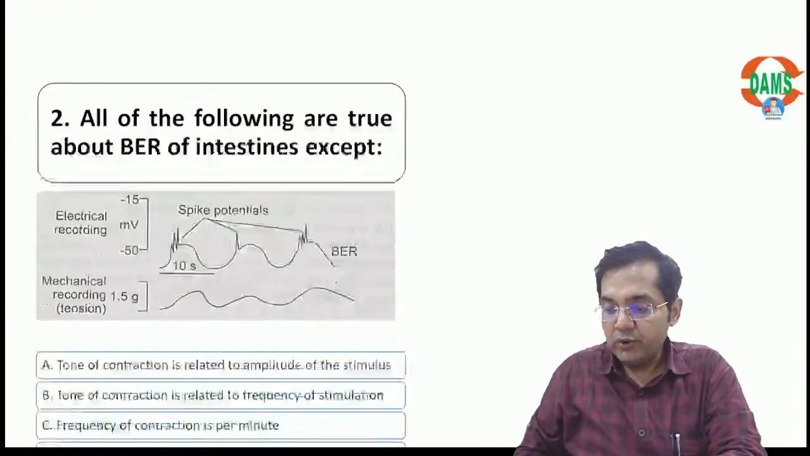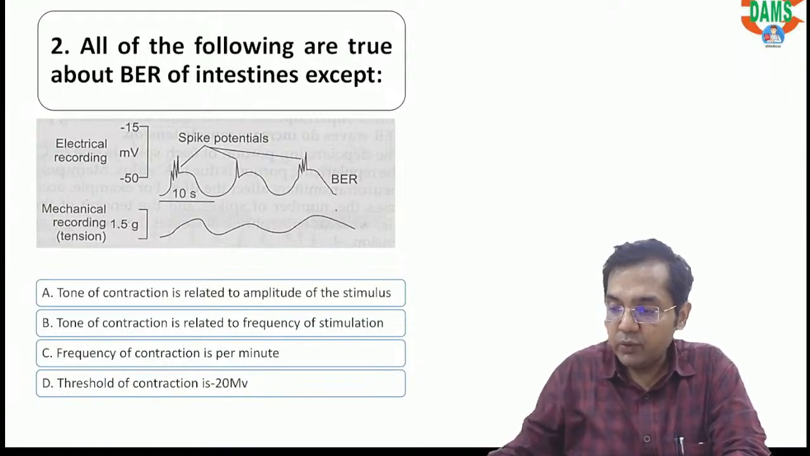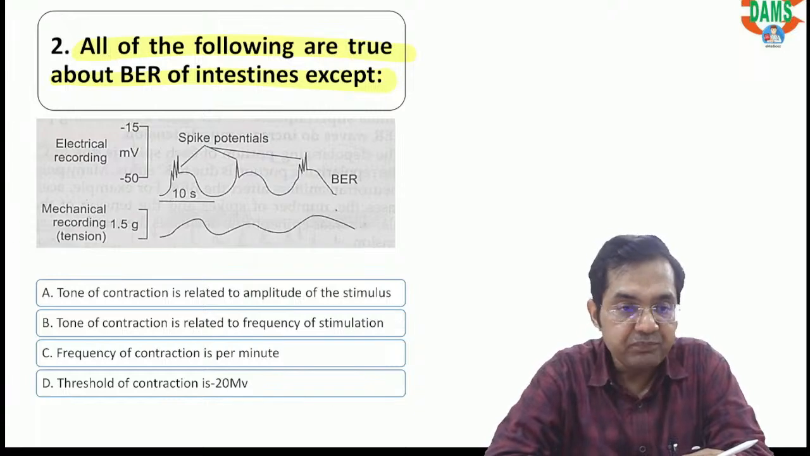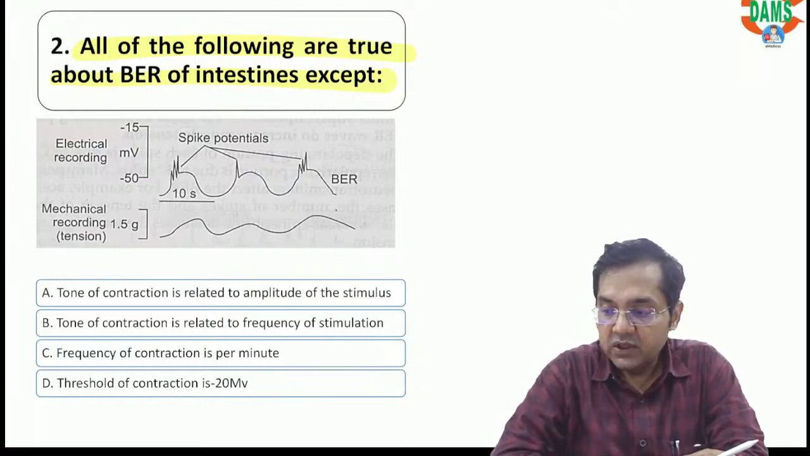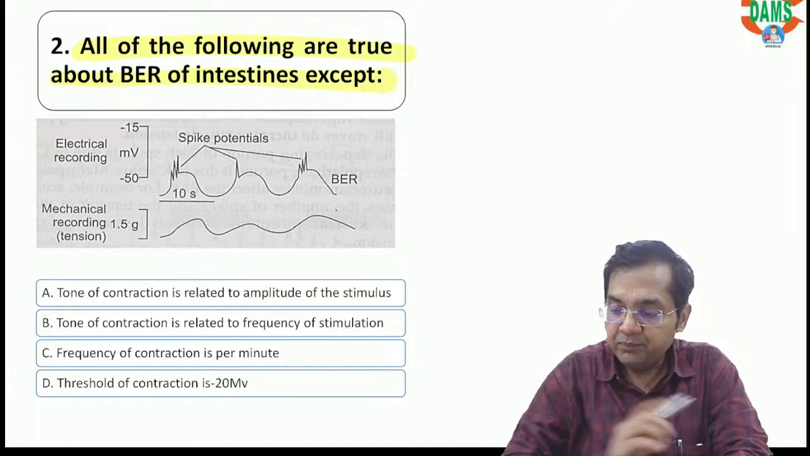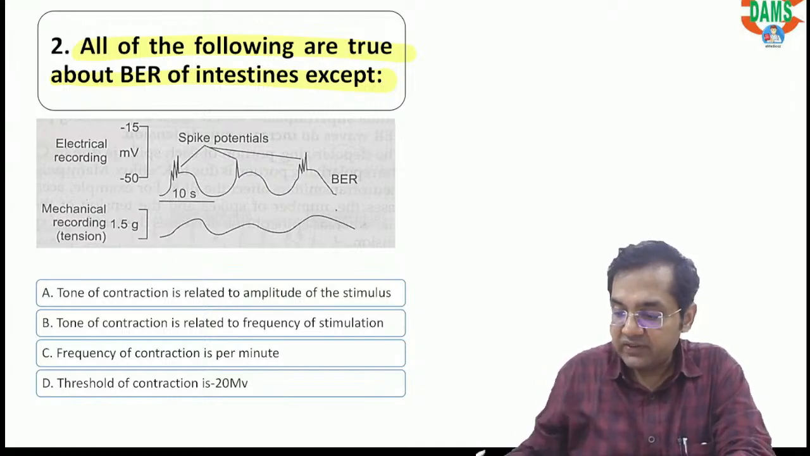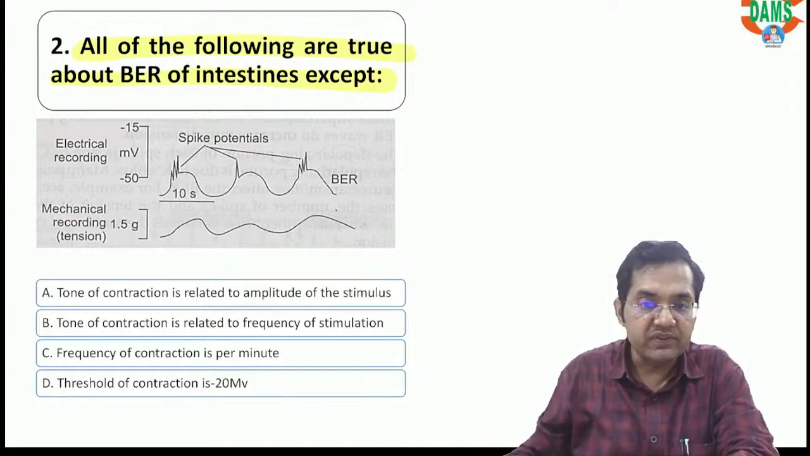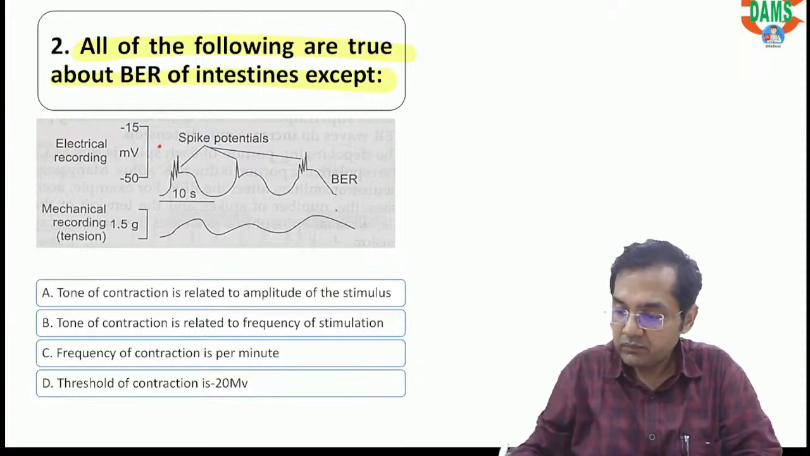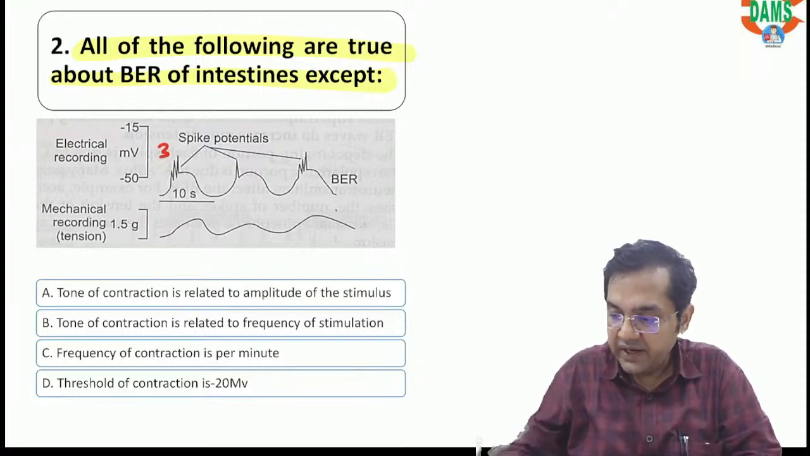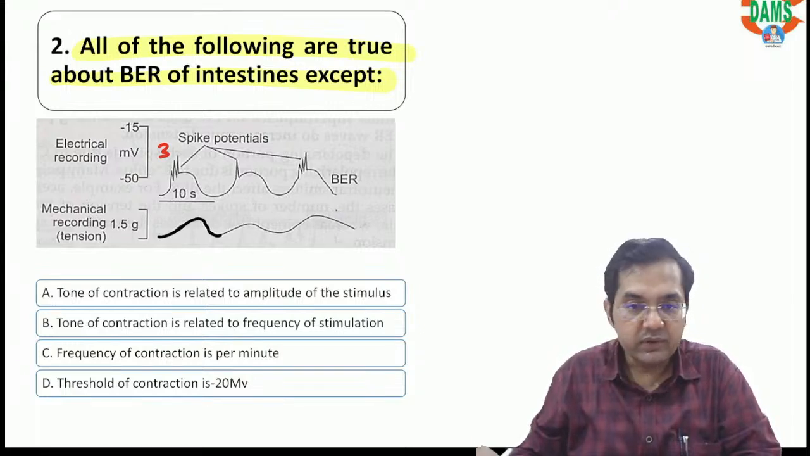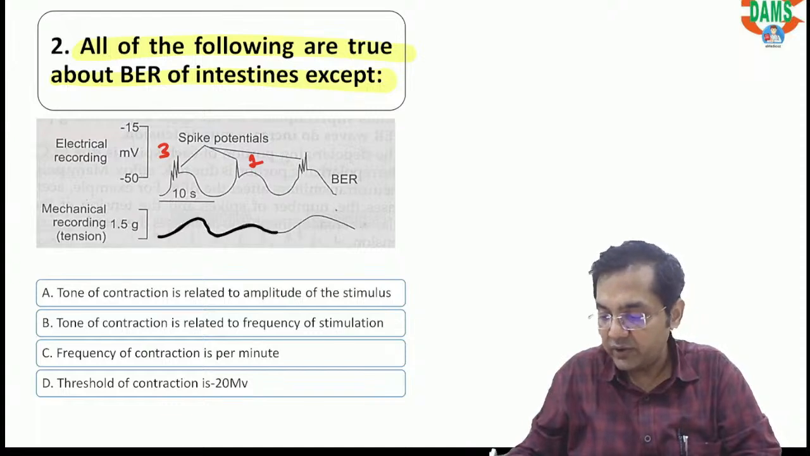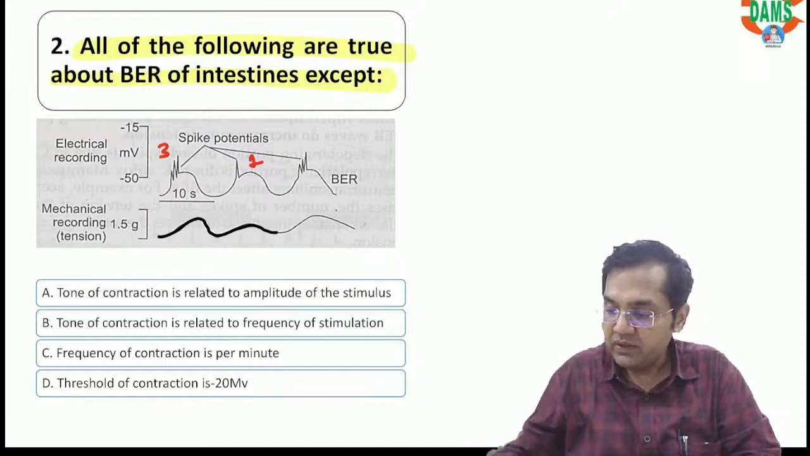Moving on to question number 2. All of the following are true about the BER. What is BER? Very important topic for your exam. Basal electrical rhythm. So all of the following are true about the BER. Let's see this. Tone of contraction is related to the amplitude of the stimulus, right? So have a look here. There are 3 spikes. The height of contraction is more, right? Then there is only 1 spike. The height of contraction amplitude is less. Then there are again 3 spikes. The amplitude is again more.